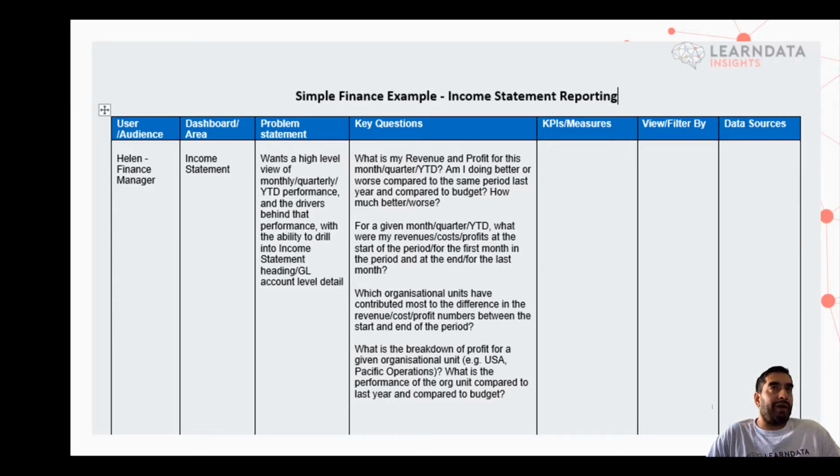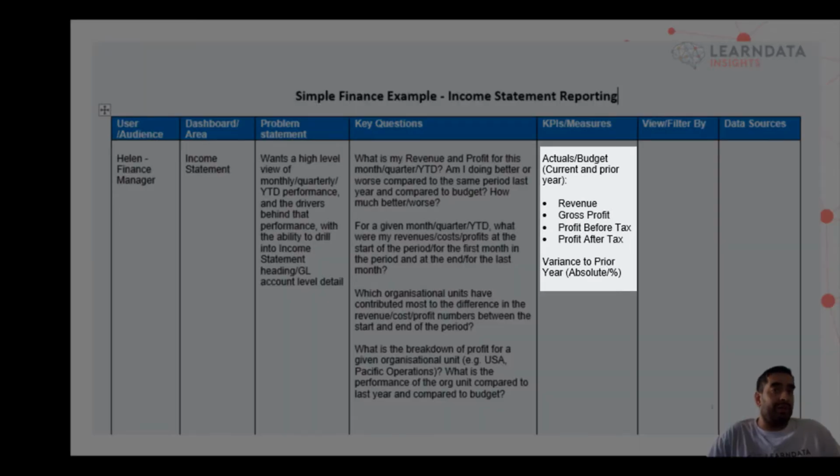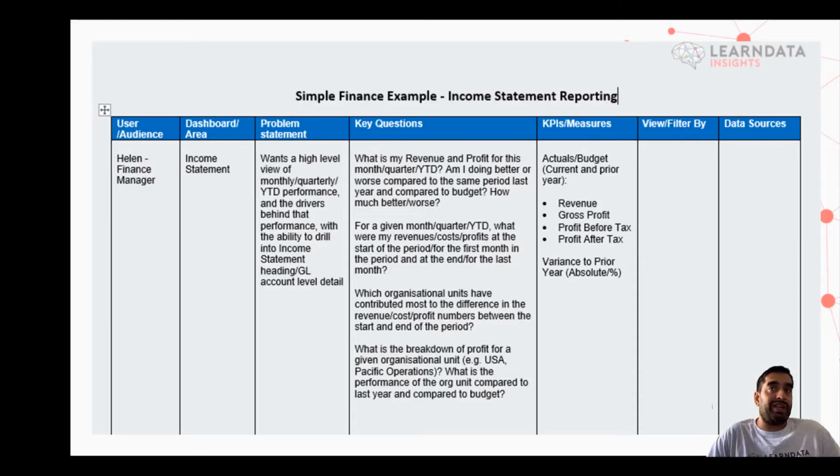So then, based on those questions, what are the KPIs and measures that would help to answer those? Well, we're going to have actuals and budget numbers because we want to compare actuals to budget, and we want to compare it both for current and prior year. So we'll need to make sure we have all of those sets of numbers. And the particular metrics we're interested in are revenue, gross profit, profit before tax, and profit after tax. We'll also need to have a measure that will have our variance to prior year, both in absolute and percentage terms.